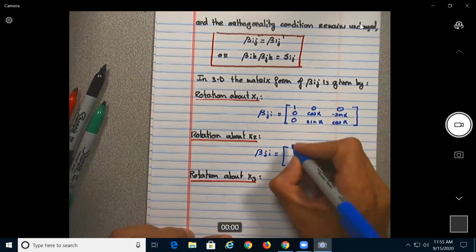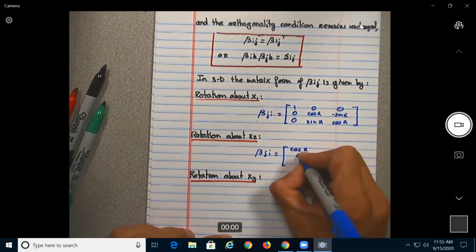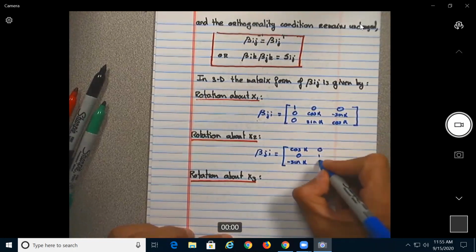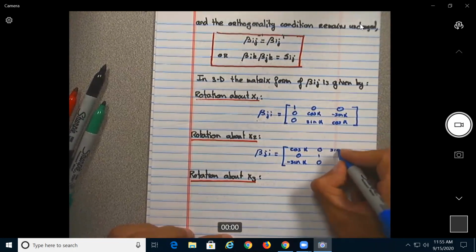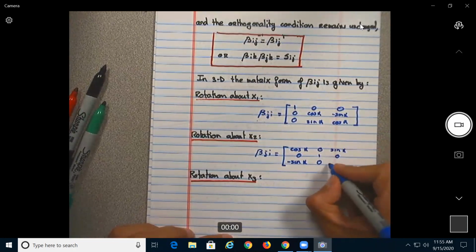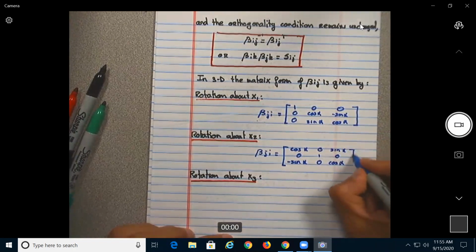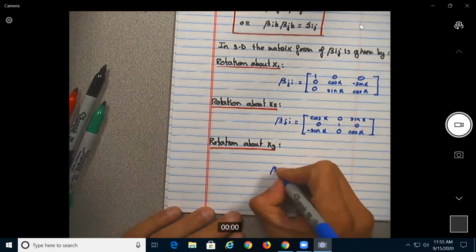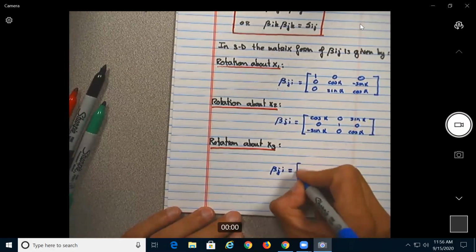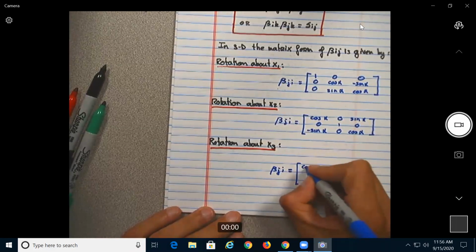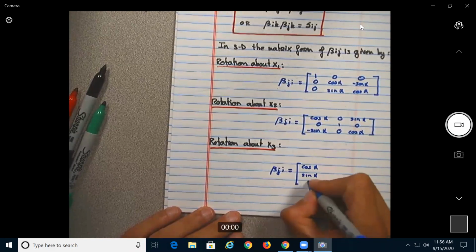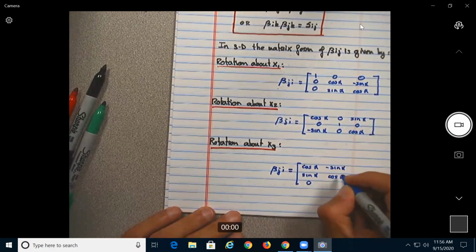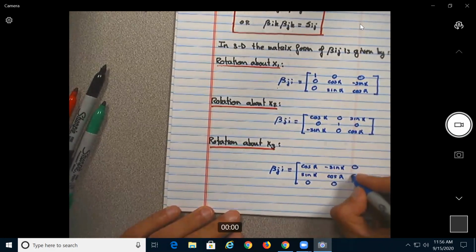All right, so then the rotation about x2, beta ji, will be equal to cos alpha, 0, minus sine alpha, 0, 1, 0, sine alpha, 0, cos alpha. And beta ji for the x3 will be equal to cos alpha, sine alpha, 0, minus sine alpha, cos alpha, 0, 0, 0, 1.